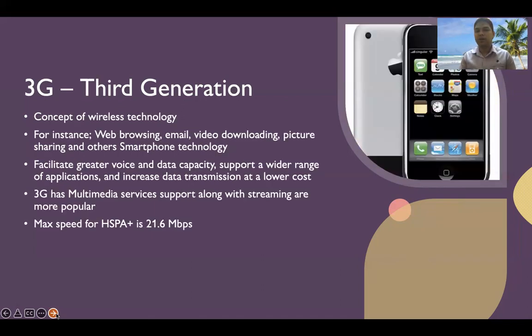The third generation already moved to wireless technology. The third generation offers more services such as web browsing, email, video downloading, picture sharing, and other smartphone technology. It facilitates greater voice and data capacity, and at the same time supports a wider range of applications and increases data transmission at a lower cost. The most important part is that 3G provides multimedia services, with support for streaming. And the maximum speed for the third generation is of course better compared to the first and second generations, which can go up to 21.6 megabytes per second.